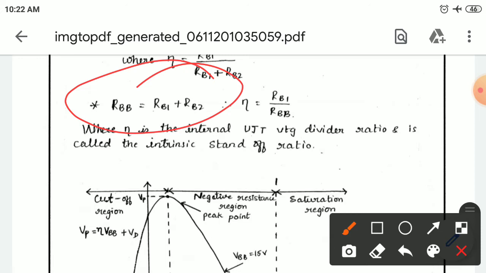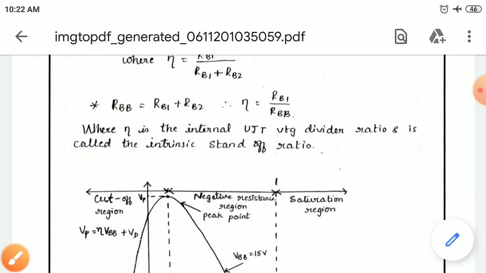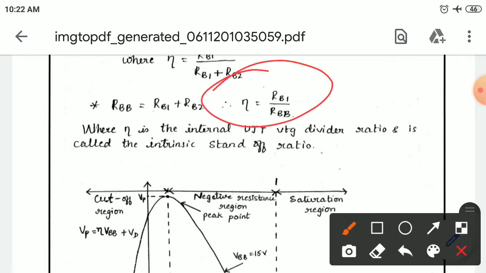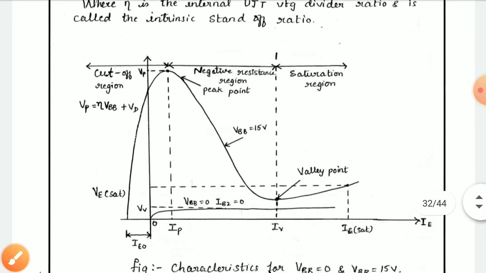This symbol, the efficiency type symbol, is the internal UJT voltage divider ratio, and it is called the intrinsic standoff ratio. It can also be called the voltage divider ratio of a unijunction transistor. Okay, so this is about your UJT.